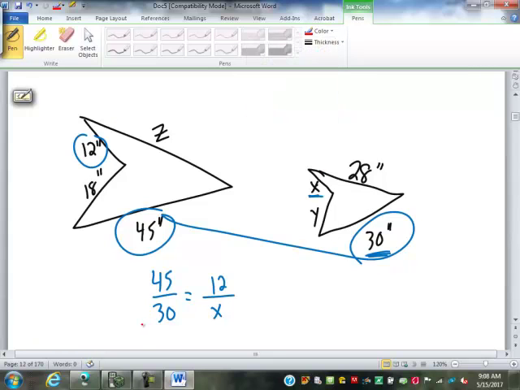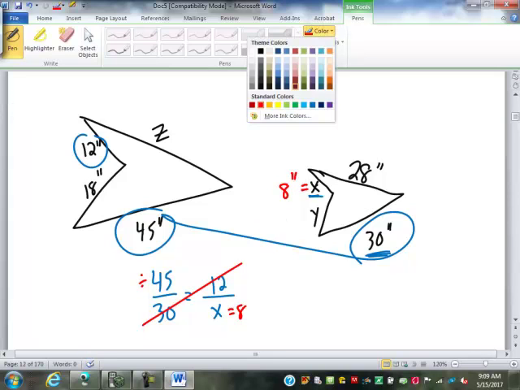And we will cross multiply. 30 times 12 is 360. Divided by 45 is 8. So X is 8 inches.